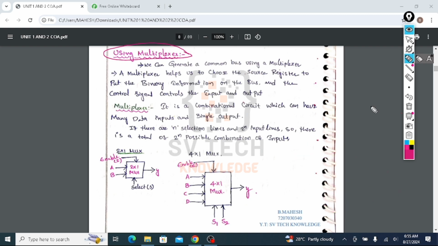And one more important point: if there are n selection lines, then 2 power n input lines will be there, and 2 power n possibilities will be there. I will discuss this in the future also, don't worry.